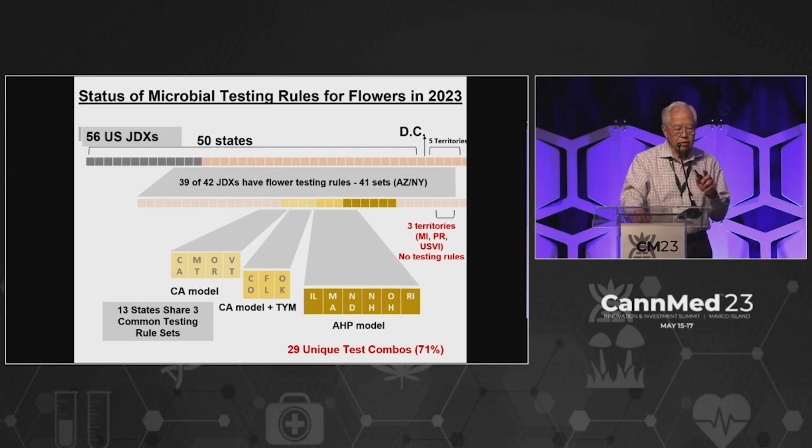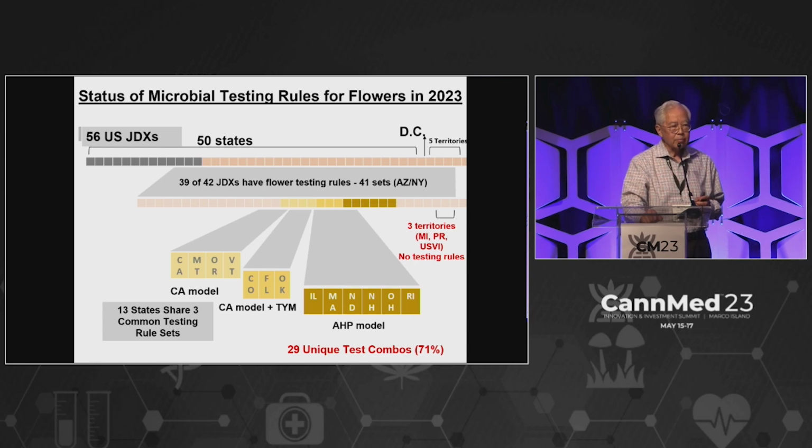So what we have is 13 of these states share 3 common testing rule sets. We have what's commonly known as the California model, which is the 6 pathogens: Salmonella species, Shiga-toxin-producing E. coli, and the 4 pathogenic Aspergillus species. 3 states have tacked on total yeast and mold, and then 6 states still utilize the archaic American Herbal Pharmacopoeia model that came out in 2014, which are 4 total count tests: total aerobic, total yeast and mold, total coliforms, bile-tolerant gram-negative bacteria, and 1 nonsensical rule: pathogenic E. coli.